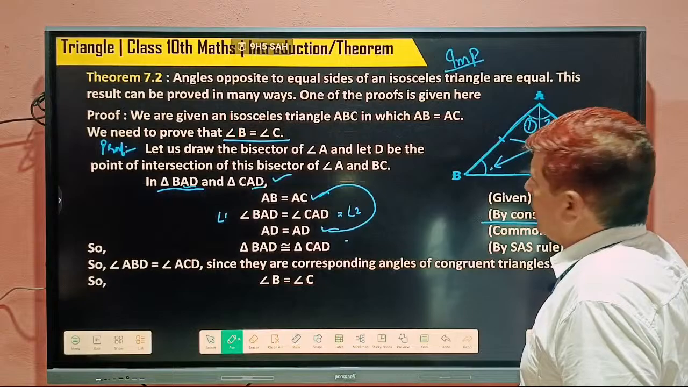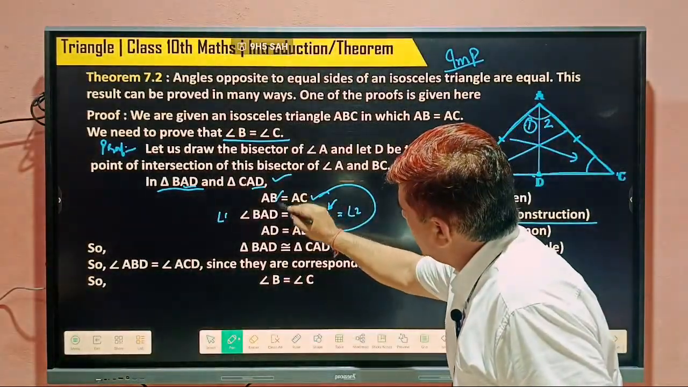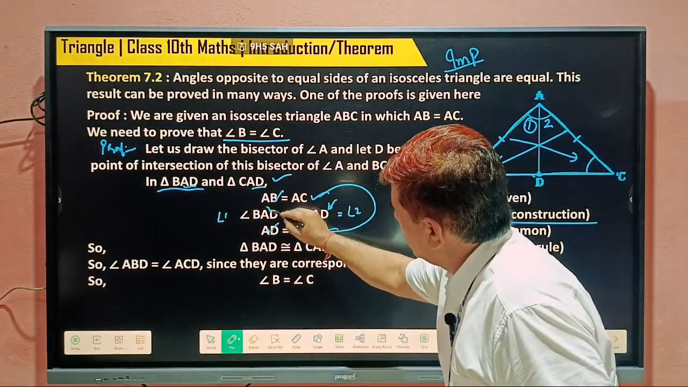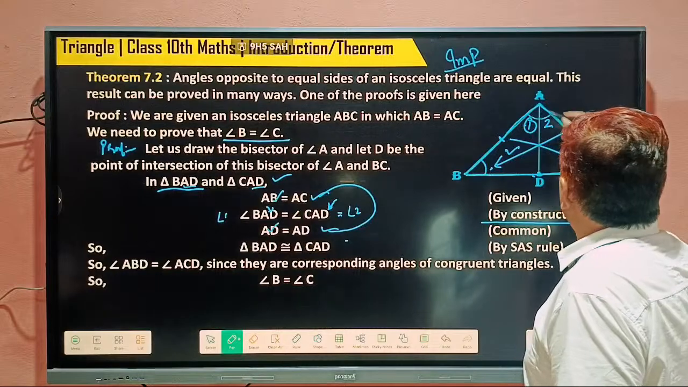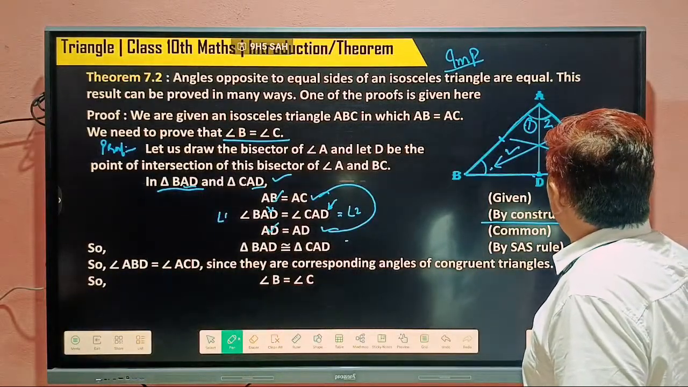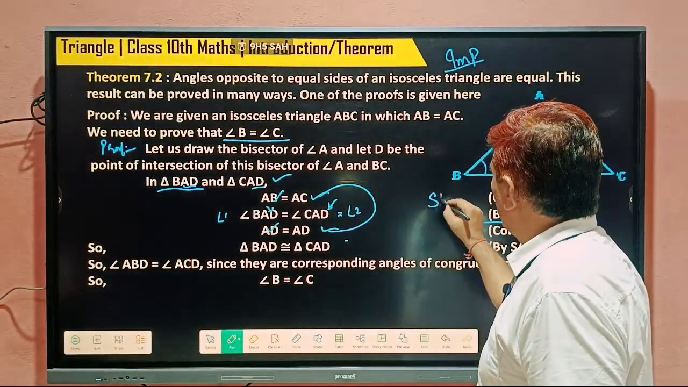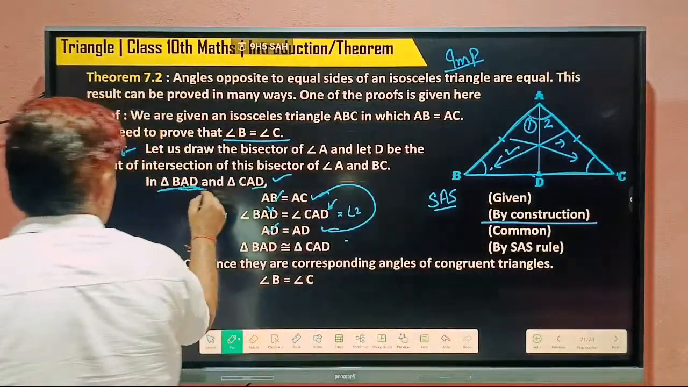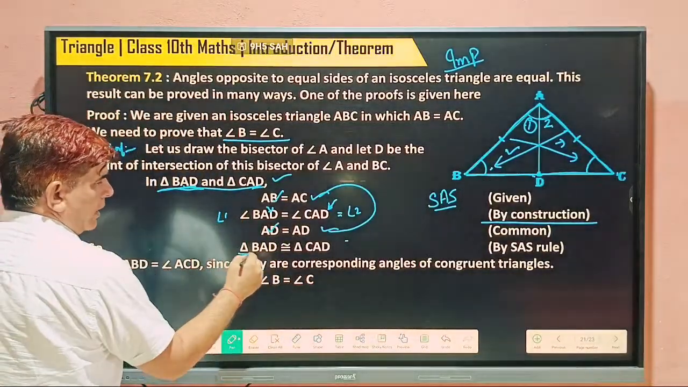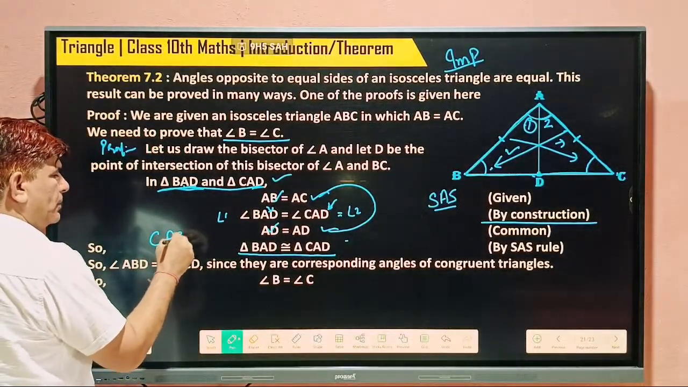AB and AD. Two sides and the included angle of this triangle are equal to the two sides and included angle of this triangle. So by which rule? SAS. What can we say? These two triangles are congruent. Triangle BAD is congruent to triangle CAD by CPCT.